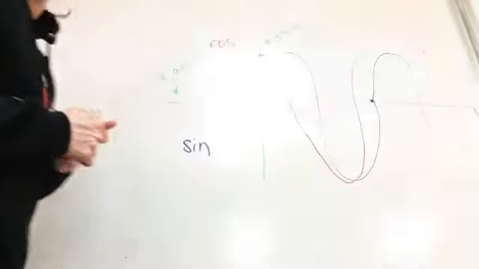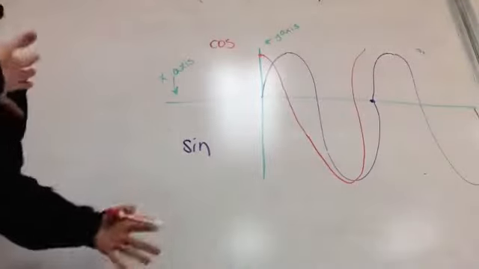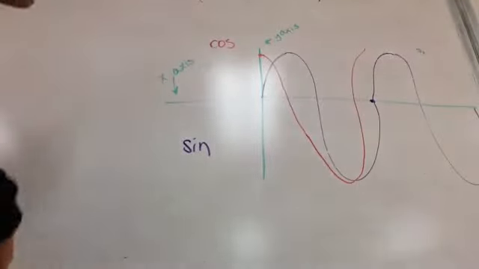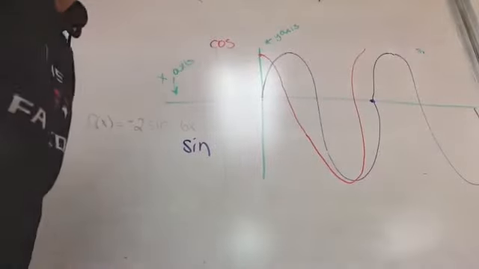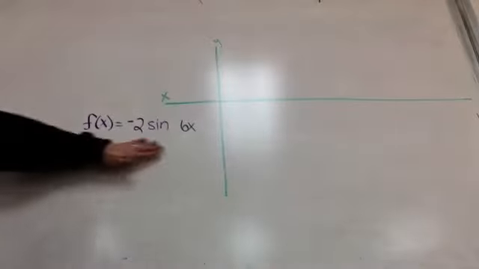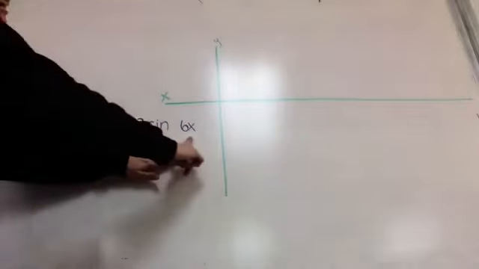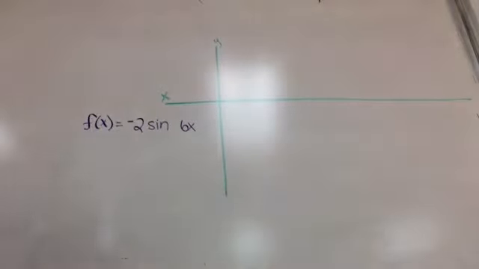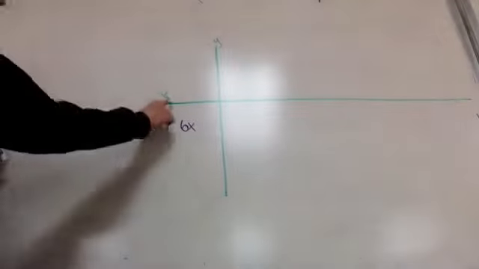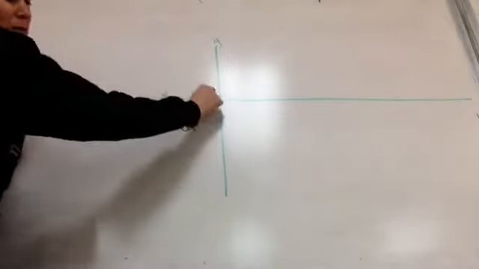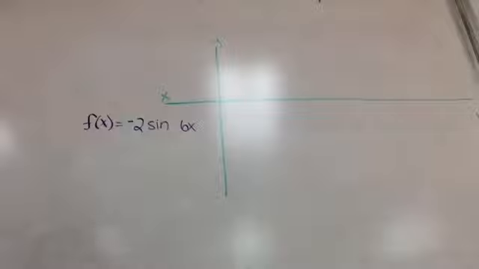It looks really weird because I have two graphs on here and none of the amplitude and none of the period. So let me show you one that actually works. Okay, so now I have an actual equation to work with. I've got f of x equals -2 sine of 6x. So the only way I can graph this on my coordinate plane, my x-axis and my y-axis, is if I find out what the period is and the amplitude.